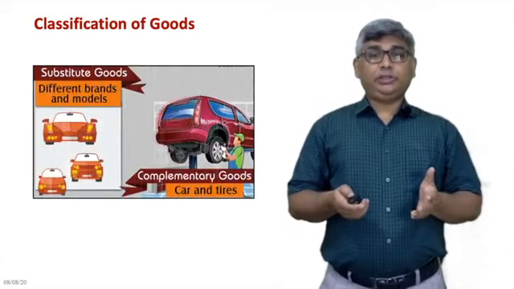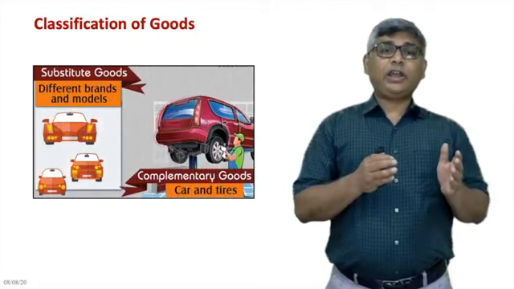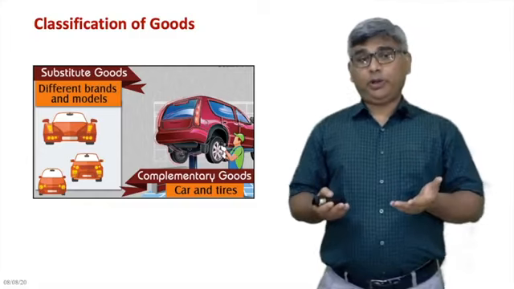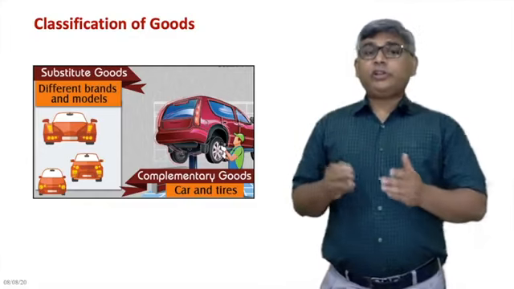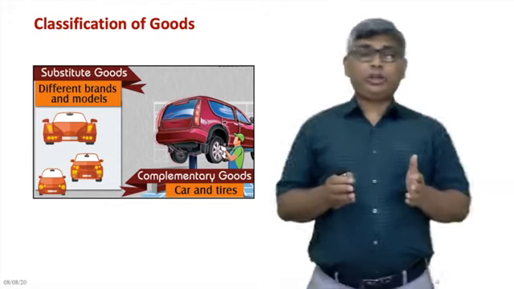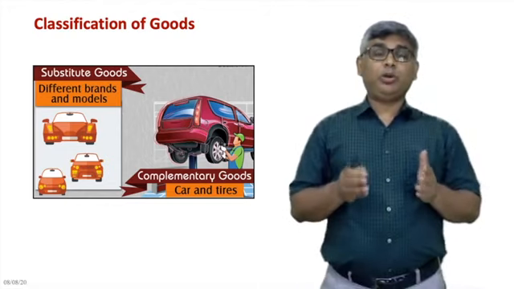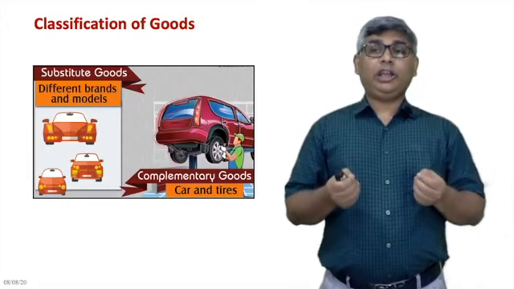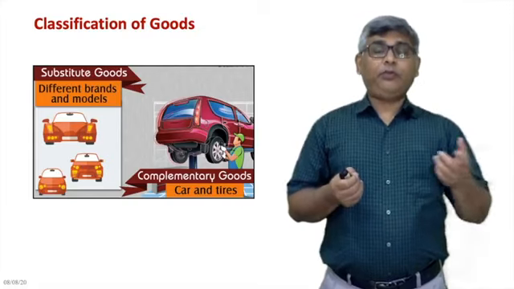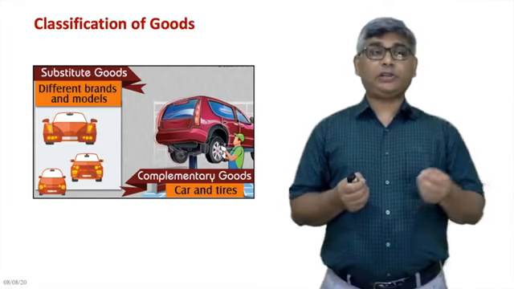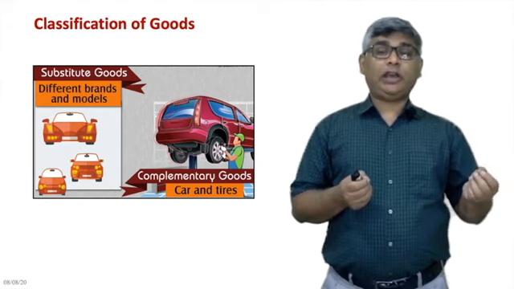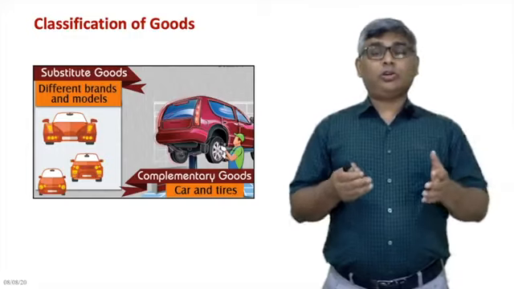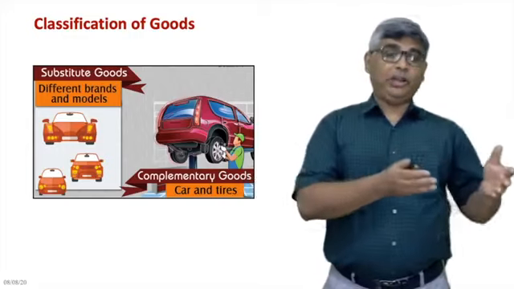Another classification is we can classify goods on the basis of whether it is a substitute or a complement. Just to differentiate between the two, an example of a substitute good is a medicine which we generally take when we have some fever. Paracetamol is there. If paracetamol is not available, we can have different brand names like Calpol, like Crocin. So if Calpol is not available, one may take Crocin.